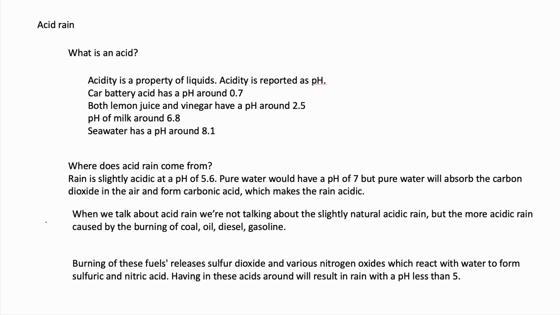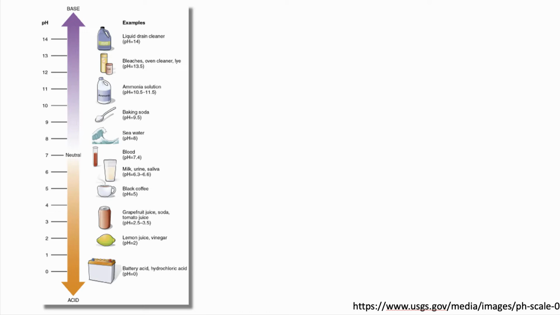So now we're going to switch over to acid rain. So what is acid rain? First, we need to talk about acidity. Acidity is a property of liquids. A liquid has some acidity value, and it's reported as pH. That's what we call it. You say the pH of this liquid is 7. The pH of this liquid is 4. And so on this next slide, well, a couple slides down.